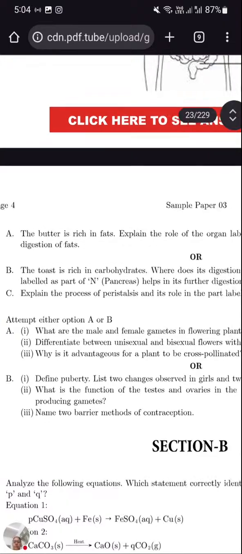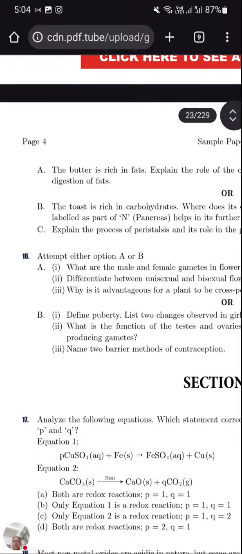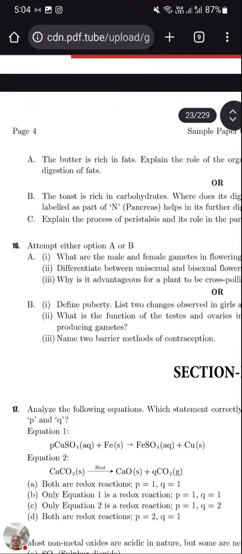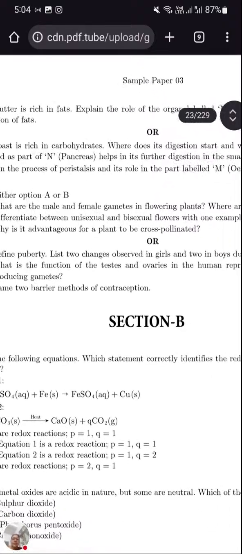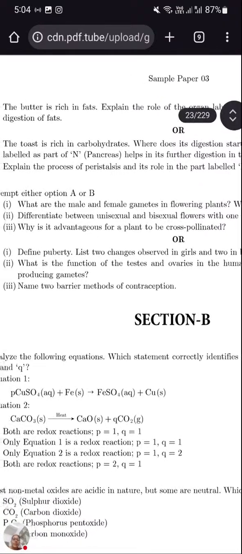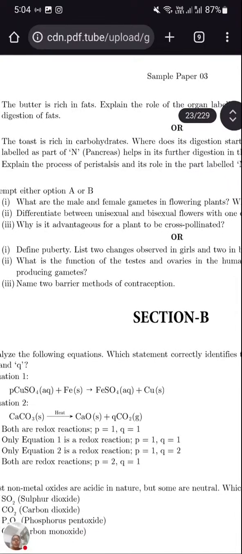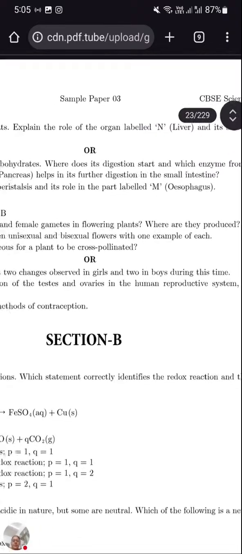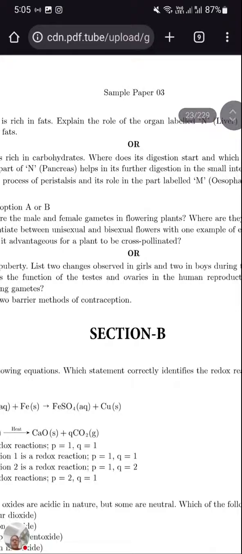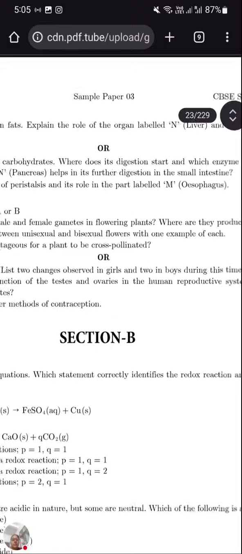Next, we need to start with the male and female. So here we completed question number 15. Question number 16: what are the male and female gametes in a flowering plant? The female gamete is the ovum, and the male is the pollen grain. Where are they produced? Pollen grains are produced in the anther, and the ovum is produced in the ovary.